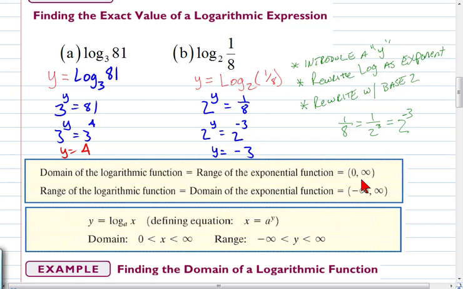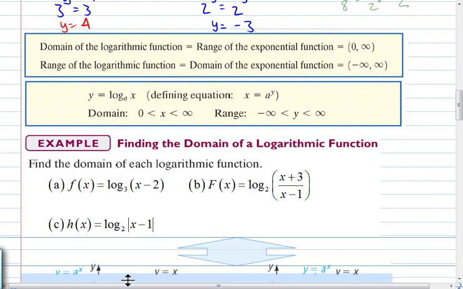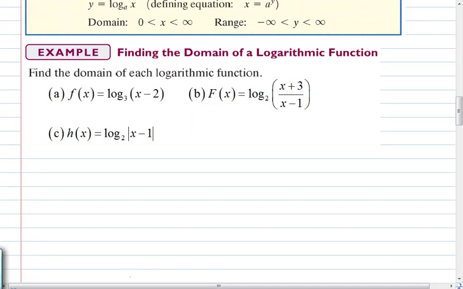That means we cannot take the log of a negative number or 0. The range of the log is the domain of the exponent, which is going to be negative infinity to infinity. So that gives us this. We can use that restriction on the domains to find the domain for each of these logarithmic functions.